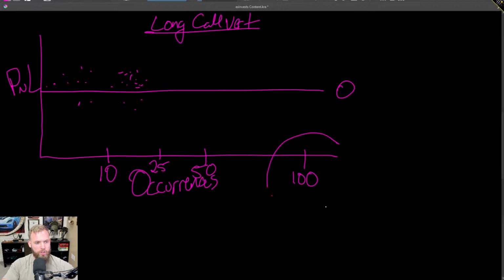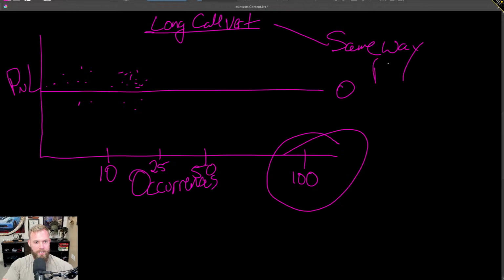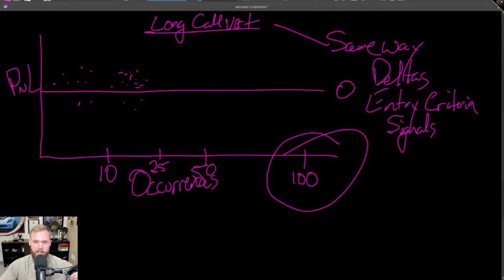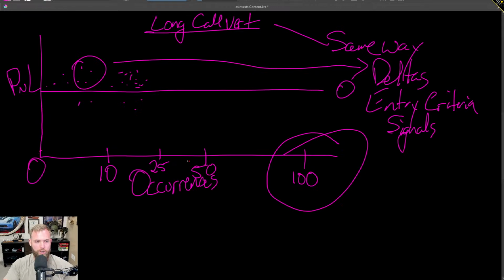You need a large enough sample size to actually show you the performance of something. This is also under the context that you're doing it the same way every time. So it means that we're using the same deltas, the same entry criteria, the same signals. All of this has to be done the same in order for this to mean anything. Because what happens after this first group, and you're like, wow, after this group, I'm going to try actually changing my deltas. Guess what?